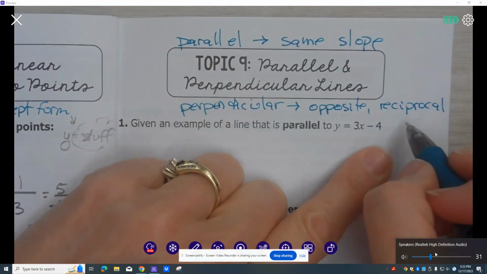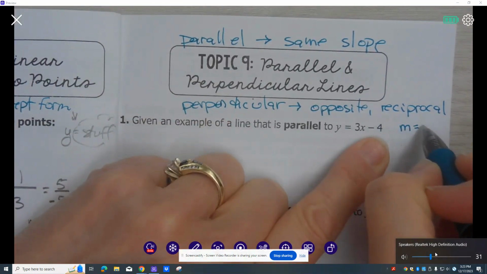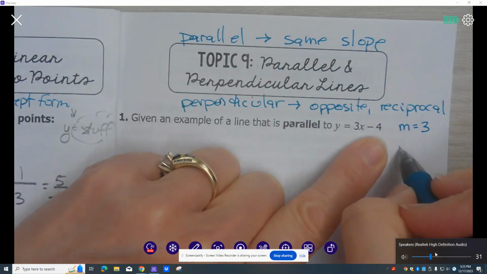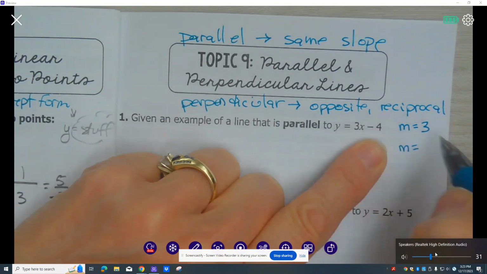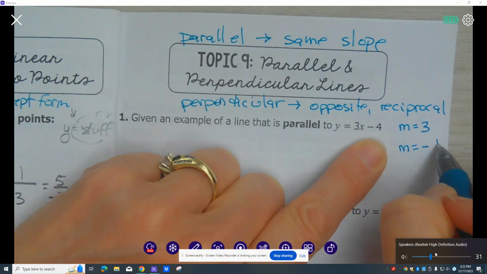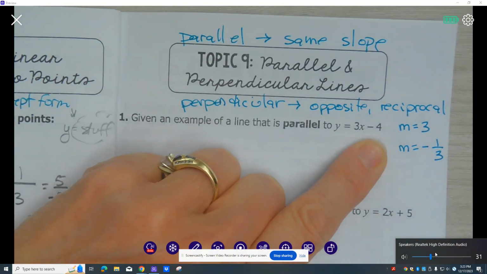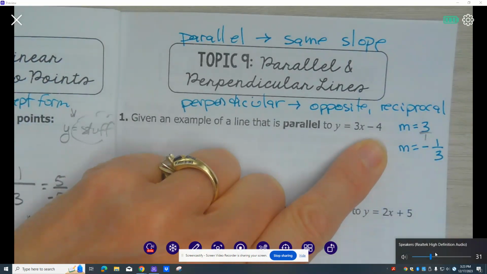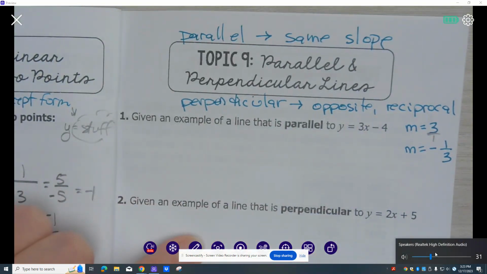So for example, if you had a slope that was 3, the slope of a perpendicular line, change the sign. So this is positive, it would become negative, and flip it. 3, if you flip it, is 1/3, because any number, you can add a 1 to the bottom. So we'll look at one like that right down here.